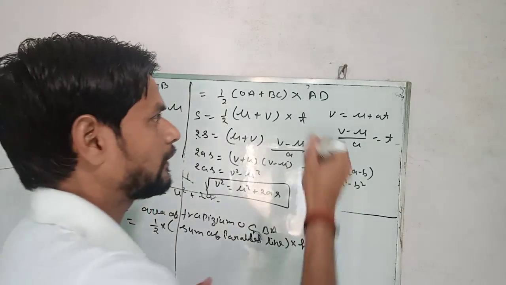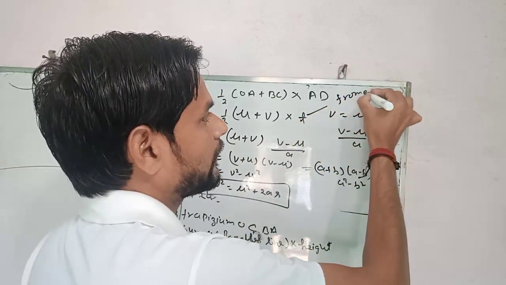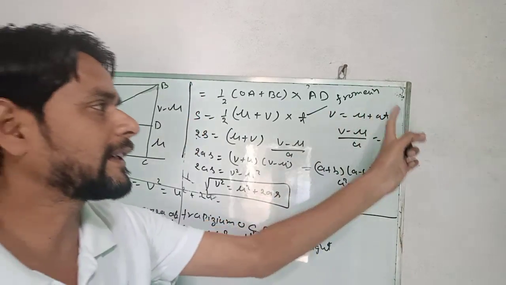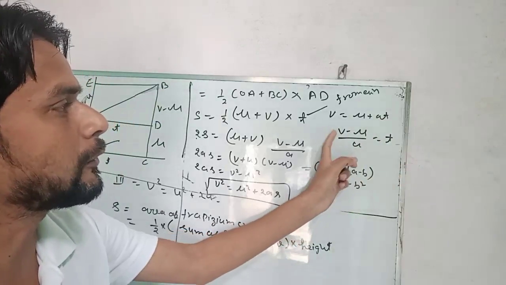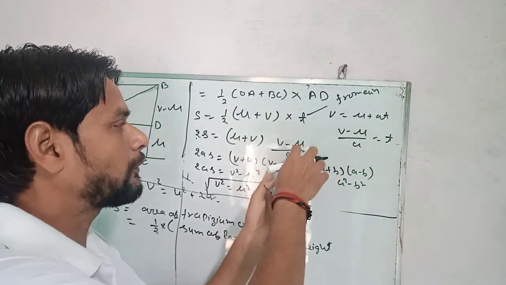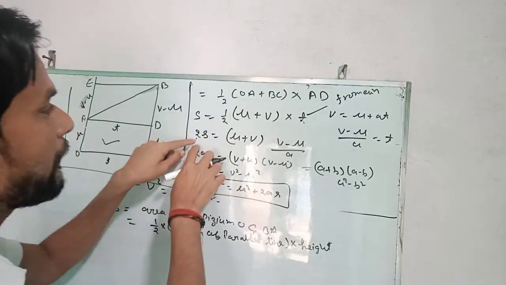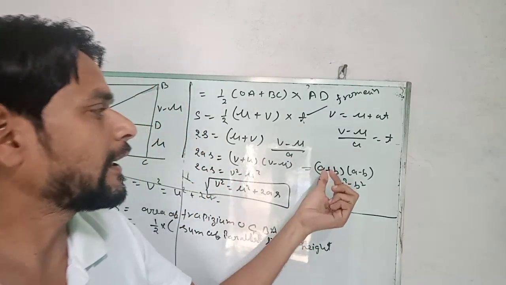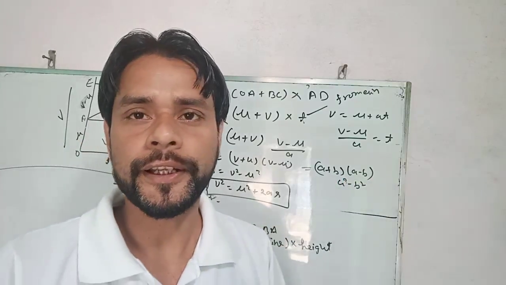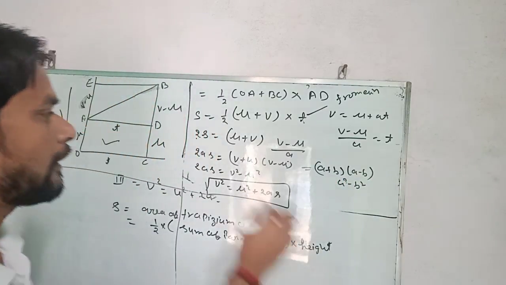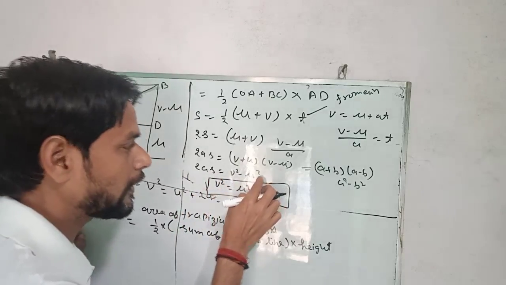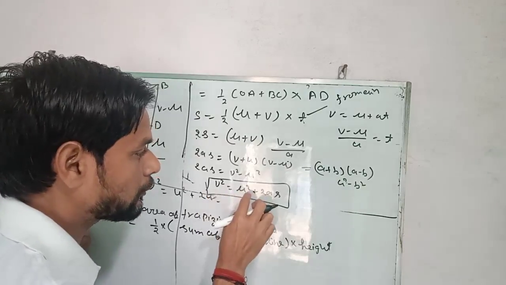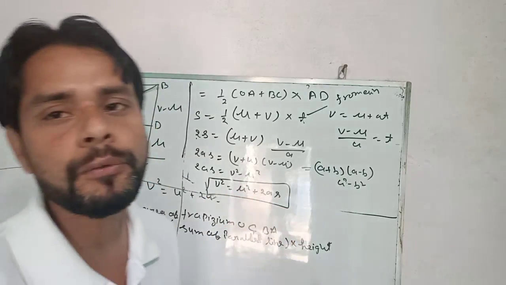From the first equation, V is equal to U plus AT. The value of T is equal to V minus U upon A. Put the value of T; by cross multiplication, 2AS is (V + U)(V − U). By the mathematical identity, (A + B)(A − B) is A² − B². So 2AS is V² minus U²; transferring the negative sign to the other side, V² is equal to U² + 2AS. Hence the third equation of motion.